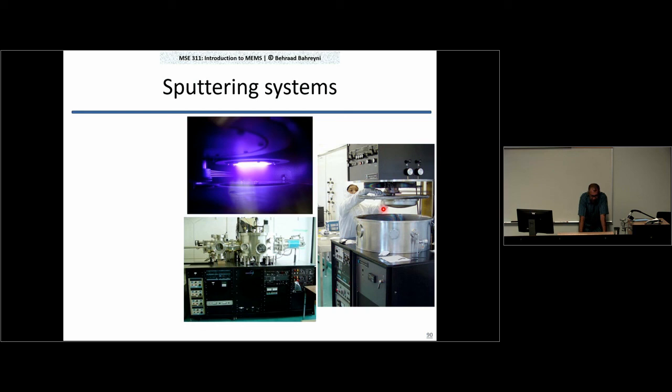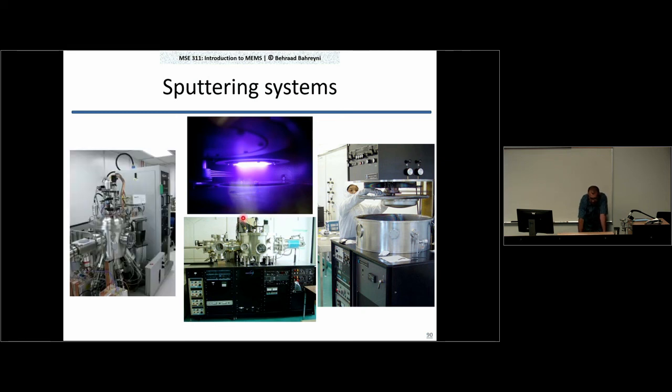This is the characteristic glow of an argon plasma, and as you can see, you have a high intensity of plasma near the source over here. That's because of the magnets that you have behind the source. And down here, I'm not sure how clear it is for you, but you can see the substrate sitting on a big tray. And you can do co-sputtering and deposit alloys and all sorts of things using sputtering systems as well. So that's that for physical vapor deposition.